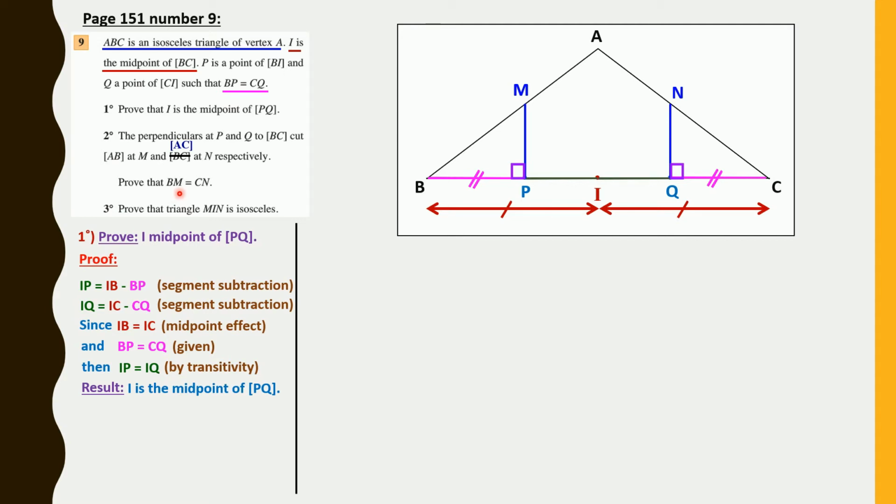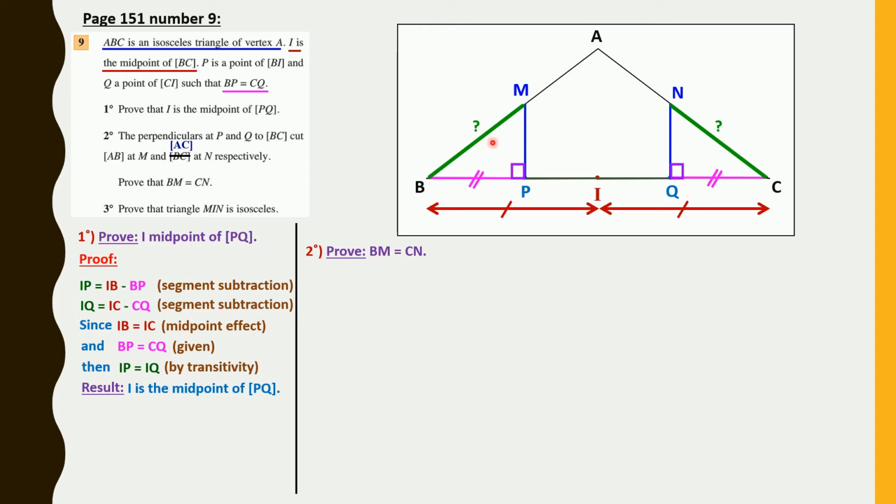Prove that BM equals CN. Prove, underline, BM equals CN. BM and CN, are they equal? Let's try to prove it. To prove that these two segments are equal, let's try to find two triangles where BM is a side of the first triangle and CN is a side of the second triangle, and prove that these two triangles are congruent, and then as a result BM and CN will be equal as corresponding elements.